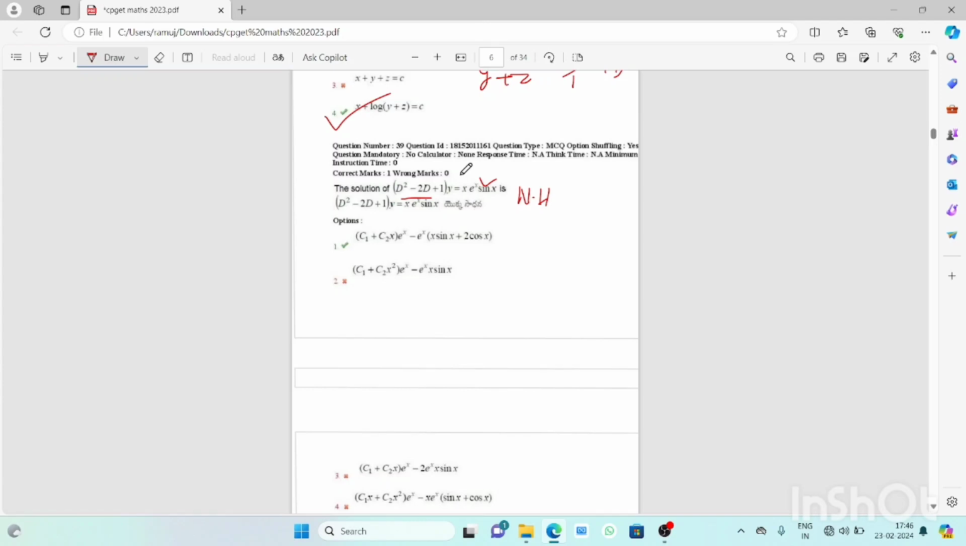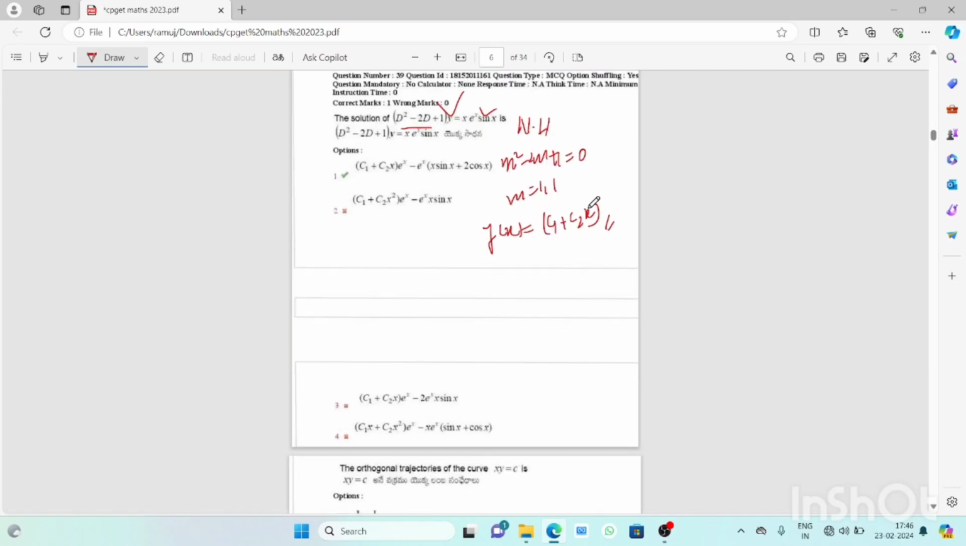So first I will find the complementary function, that is m square minus 2m plus 1 is equal to 0. So here we get the roots of m as 1, 1. The roots are repeating, which means we have to write it using the complementary function condition. Whenever two roots are repeating, we can write c1 plus c2x. So we get the complementary function this way.